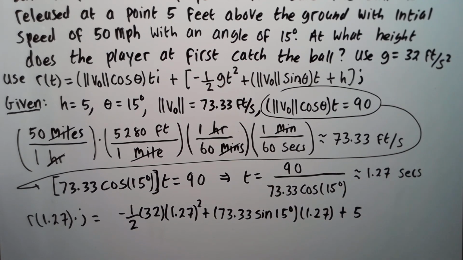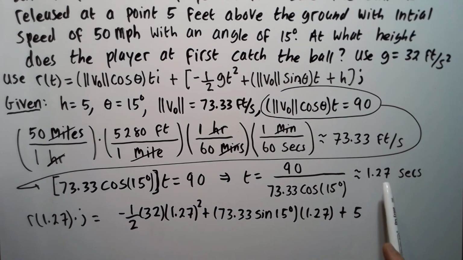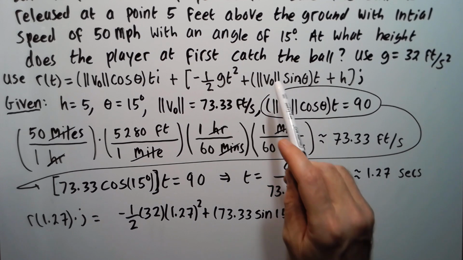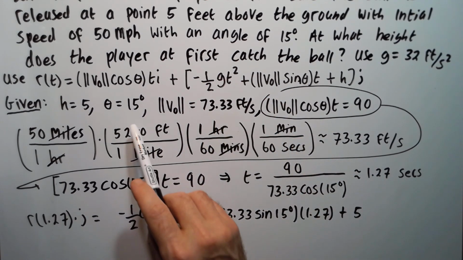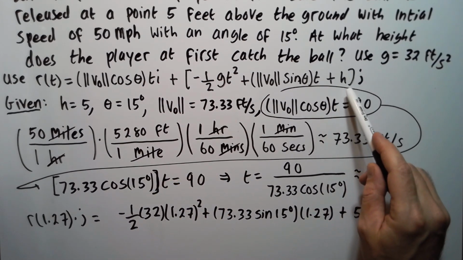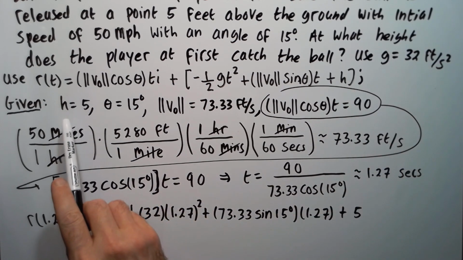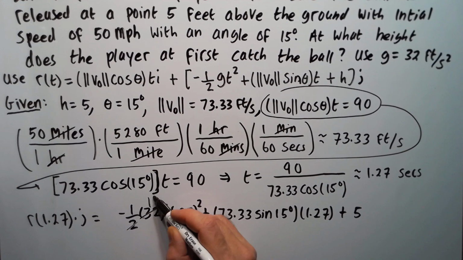So it'll be negative 1/2 g, which is 32, which I put here, times my time squared, so 1.27 squared, plus the initial velocity, which is 73.33, times sine of the angle, which is 15 degrees, times the time, which is 1.27, plus the initial height. Well, our initial height over here we said was 5, so 5 goes here. Okay, the 2 here, cross that, and it becomes a 16 up here.